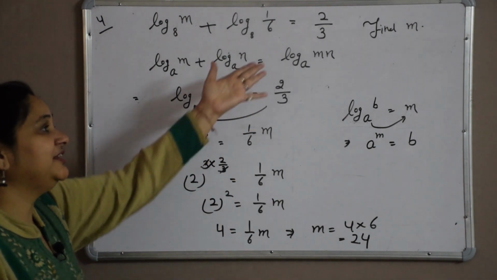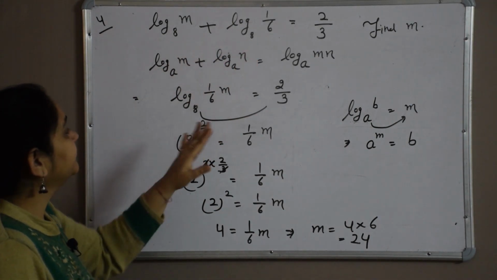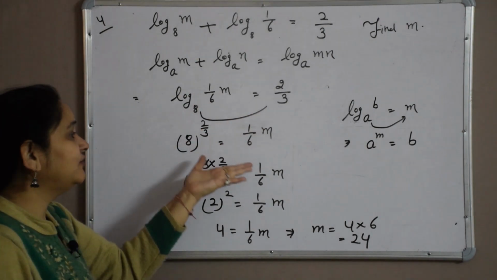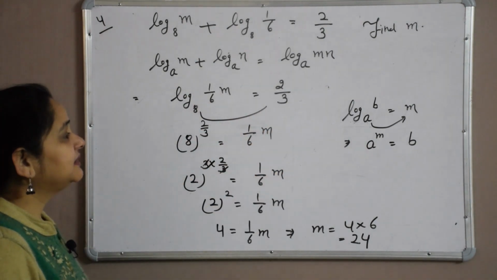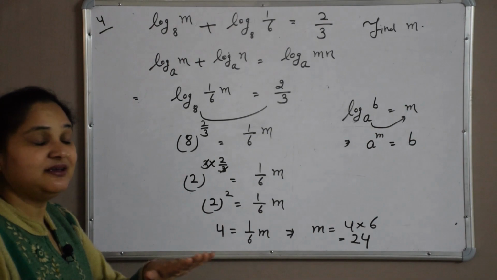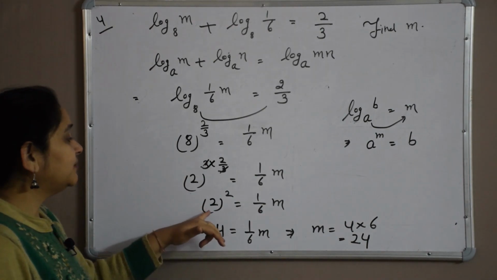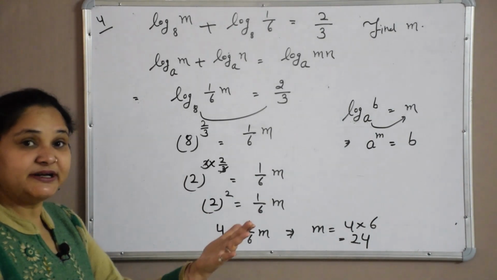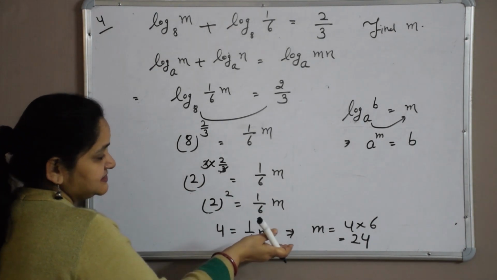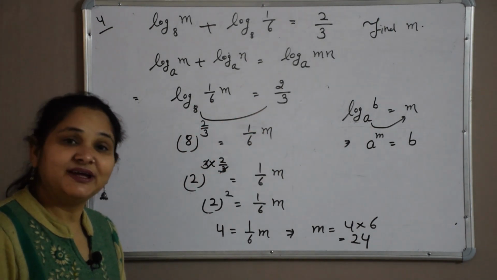And what was our aim? We need to find the value of m. So the only property we are using is the addition property, and it converts into multiplication. After using that property, we have to convert our given logarithmic function into the exponential function so that we can find the value of m in a very easy manner. Just by converting it into exponential form, we are using the properties of exponents that I have already told you. So 2 raised to power 2, 2 square is 4, 1 by 6 m, this implies m is equal to 24. So we have found the value of m.